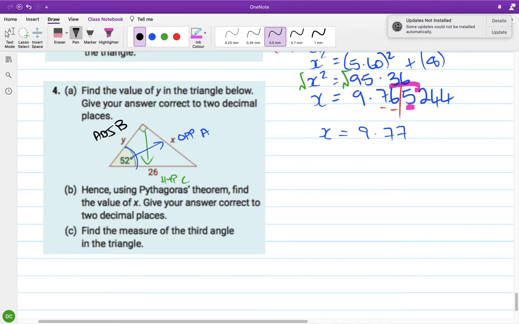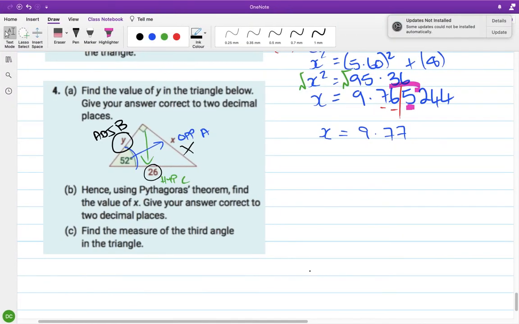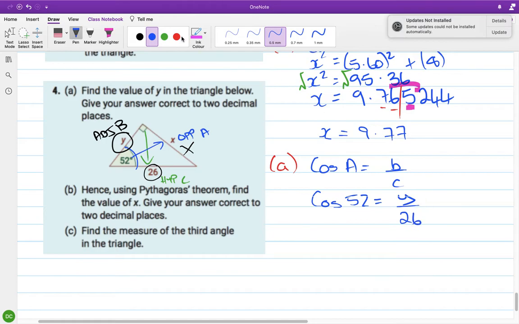Part A, find y. Okay, so this is what we're looking for, and this is what we have. So this one becomes our eliminated one. So B and C. There's B and C, cosine. Okay. So for part A, we do cos of the angle is equal to B over C. The cos of 52 is equal to B, which is y, over 26 for C.